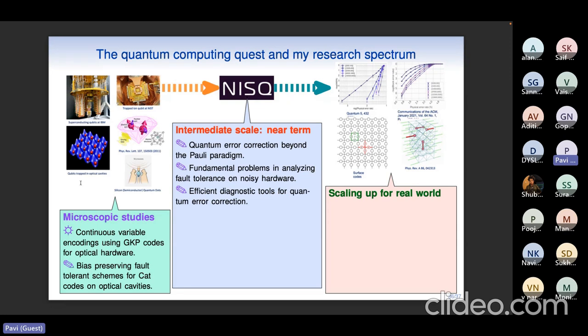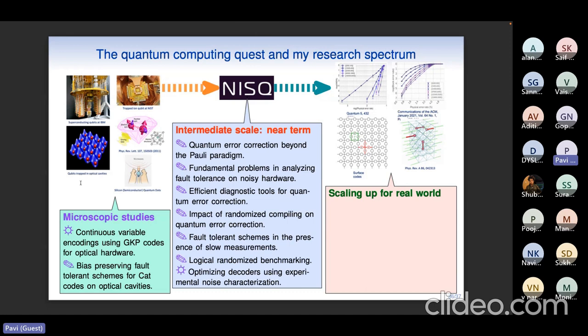And I've also worked on fault-tolerant schemes for cat codes. In the intermediate scale, I'm happy to talk about this class of algorithms called randomized benchmarking algorithms, which essentially prescribe experimental characterizations of noise, in particular experimental protocols to estimate the fidelity of a device.